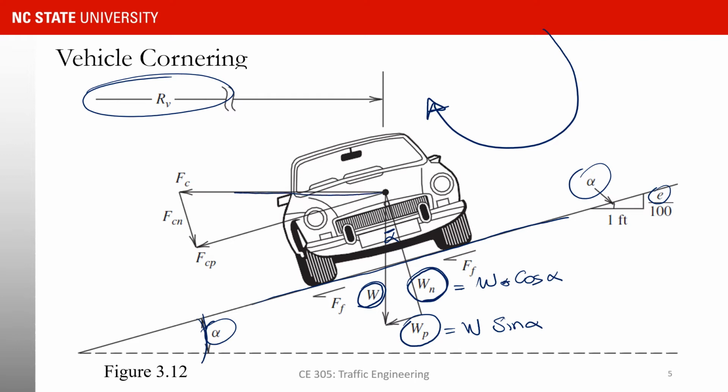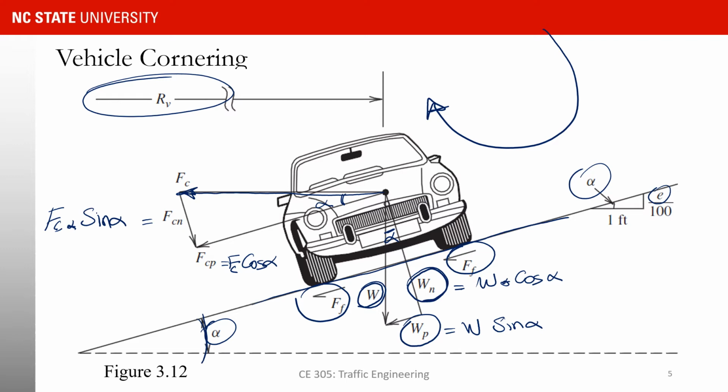Here we show the centripetal force. So that's F sub C. This angle is also alpha. And we know that F sub Cp is equal to F sub C into cosine of alpha, and F sub Cn is equal to F sub C into sine alpha. So you also see the friction, or F sub F, here.